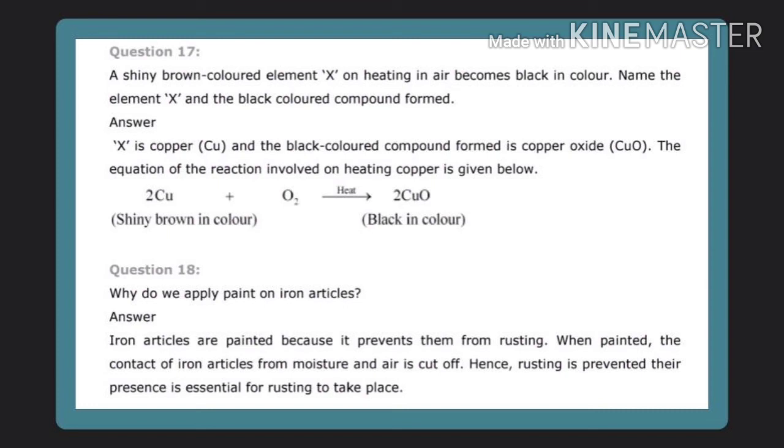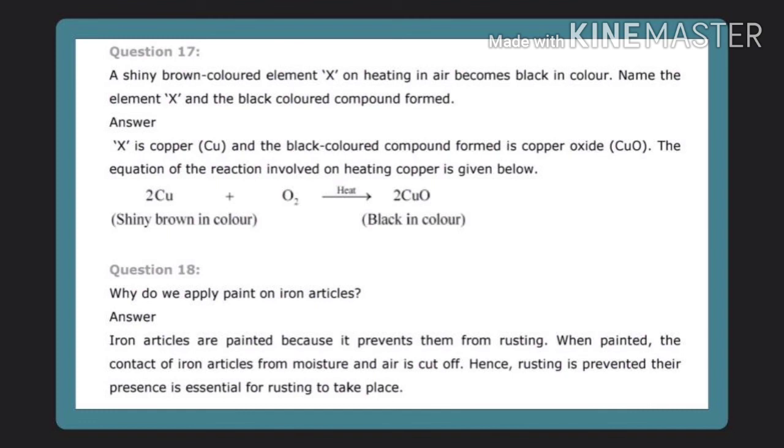The next one: a shiny brown colored element X on heating in air becomes black in color. Name that element X and the black colored compound formed. So the brown colored element that you will also be doing in your lab is your copper. So your X is copper, and the black colored compound: copper while heating in air, that is Cu plus O2 gives you CuO. You have studied this reaction, so that is your copper oxide, the black colored compound. So that is your answer. You have to give the reaction and balance it.